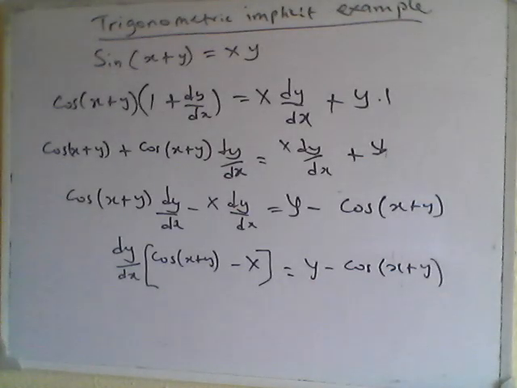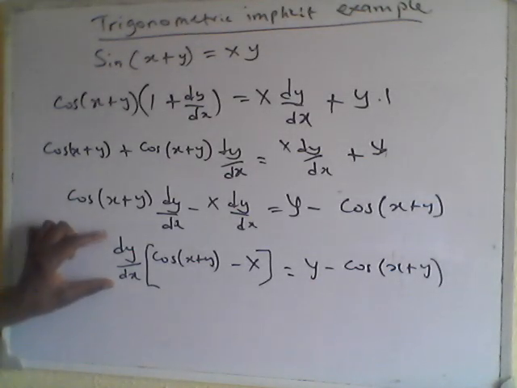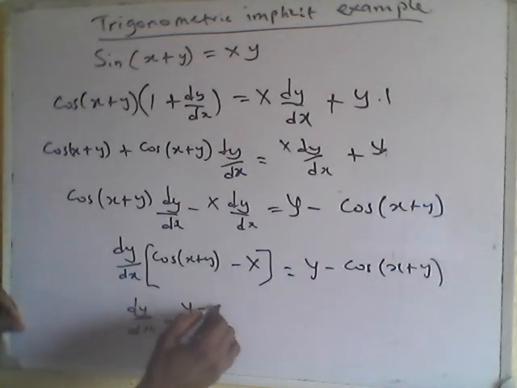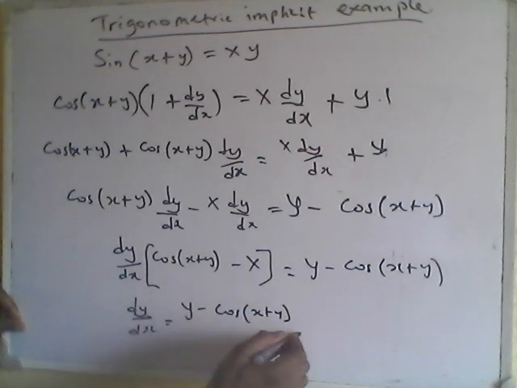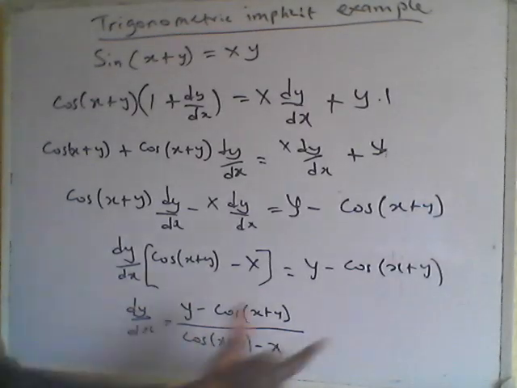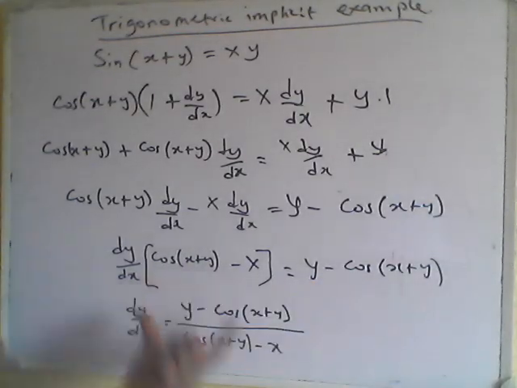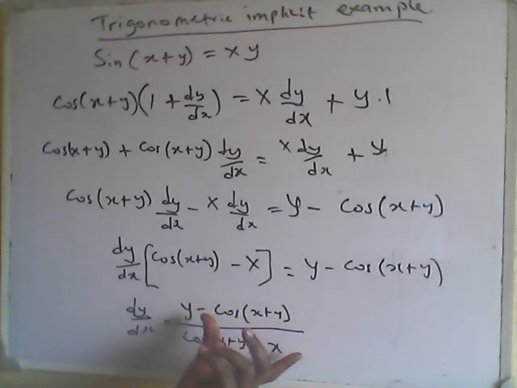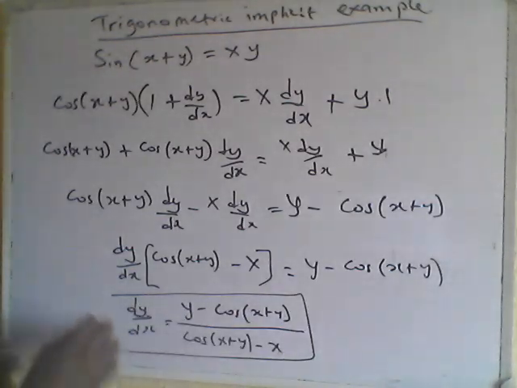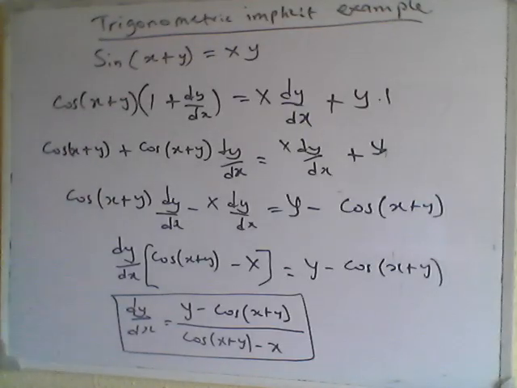So at this point, I can now take my dy dx as the subject. dy dx is equal to y minus cos x plus y, all over cos x plus y minus x. So what I did was that I just divided this by this to give me this expression. Note that the minus sign here is not affecting this one inside because it's a trigonometric function, right? And so this is the answer for this particular differentiation. This is the question, and this is the answer.